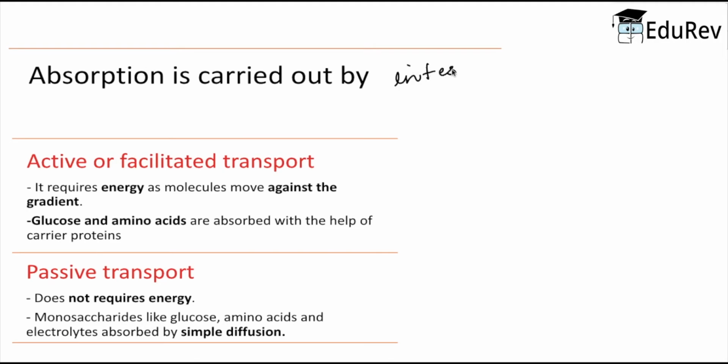So now, absorption in the intestinal mucosa. We are talking about absorption in the intestinal mucosa. It takes place by two processes. One is active transport, another one is passive transport. First, we will talk about active transport.